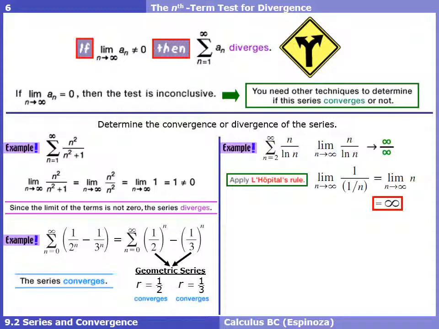If we ever get anything other than 0, and especially in the case of getting infinity, we know that this infinite series diverges because the limit of it is not equal to 0.